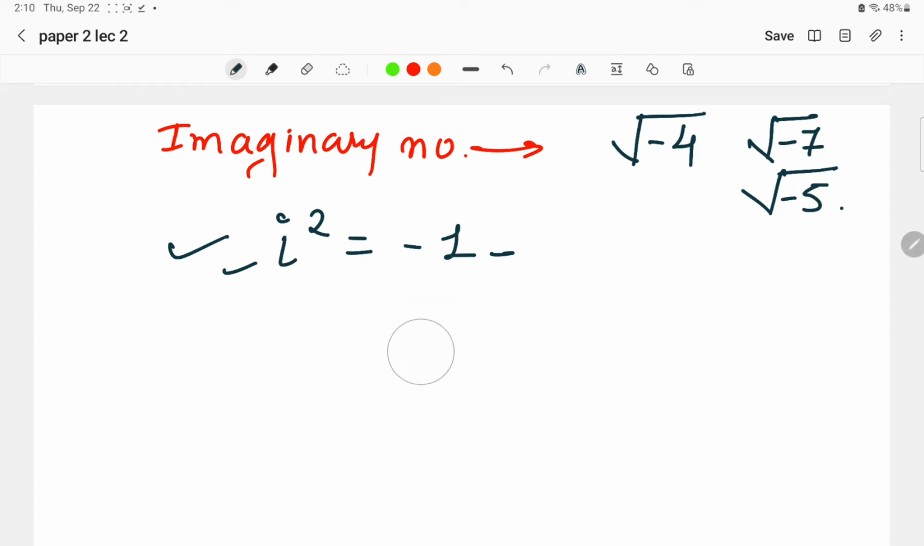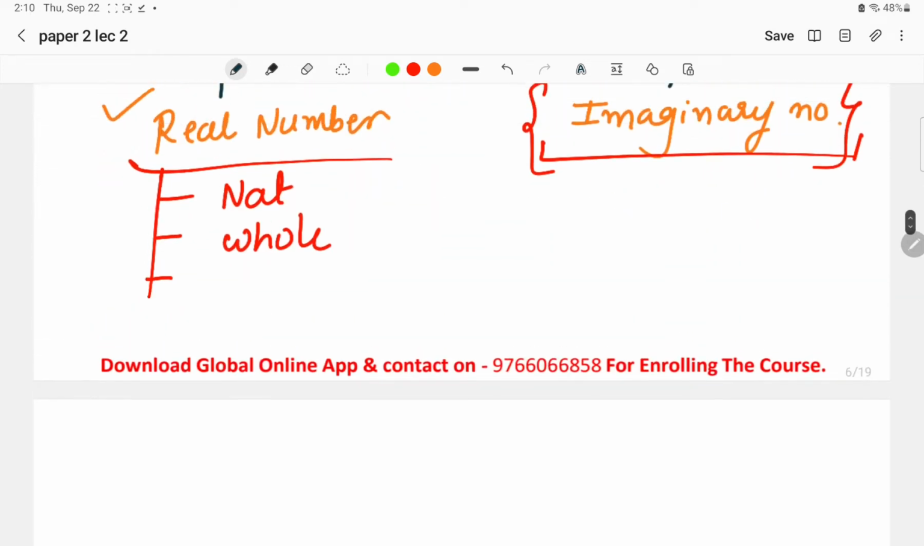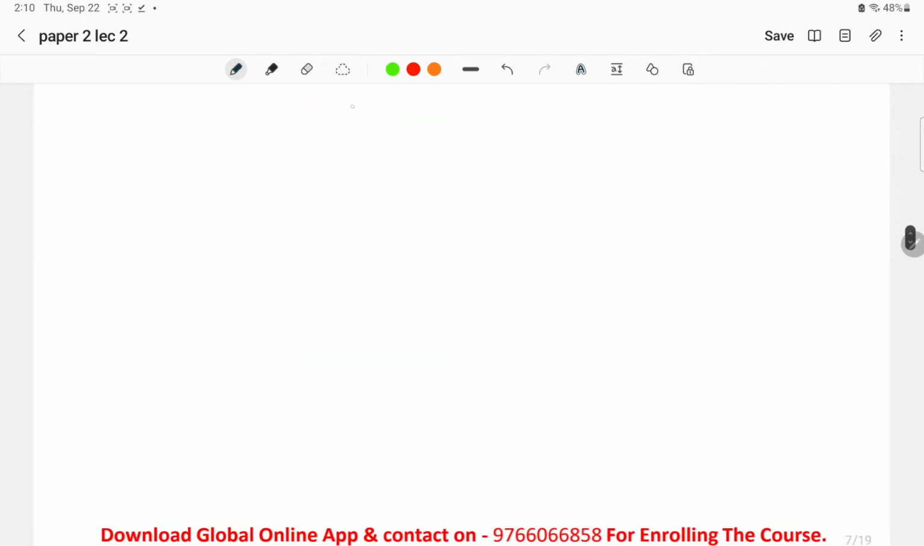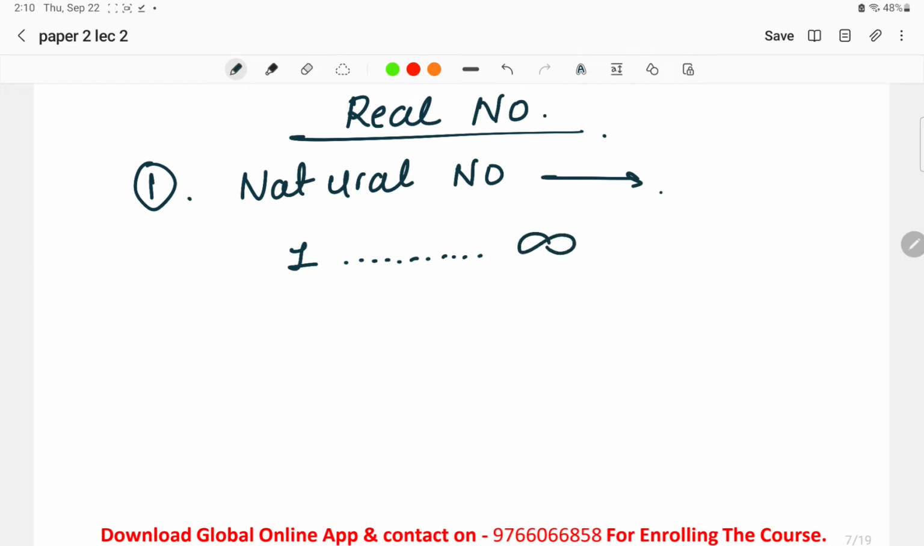Now, the imaginary number is not of much importance. We have to deal maximum with the real numbers. Basically, in real numbers, what are the things that we will discuss here? Let us see one by one. In real numbers, the very first will be natural numbers. Now, what are the natural numbers? Natural numbers are the numbers that start from 1 and they continue till infinity.